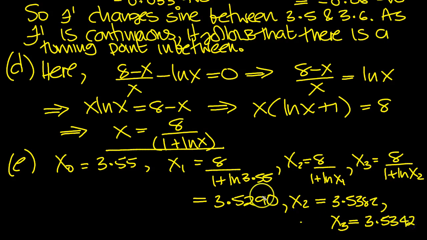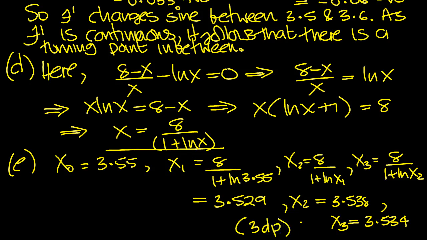So to 3dp, that's 3.529. This is 3.538. And this is 3.534. So let's just write them down to the 3dp then. And that works out nicely, doesn't it? And that's all to 3 decimal places.